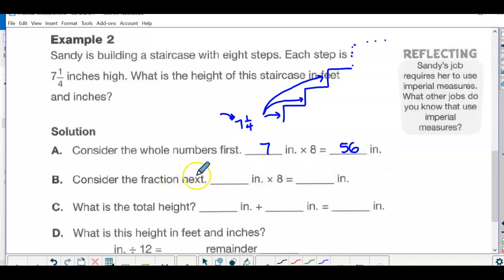Then we have to consider the fraction, so that's 1/4 inch, and there's 8 of those. Because remember, this really means 7 plus 1/4. So we've got to calculate that. So 1/4 of 8 is 2, right? It's like dividing 8 by 4. And then the total height, we just need to add those together. So 56 plus 2 is 58 inches.